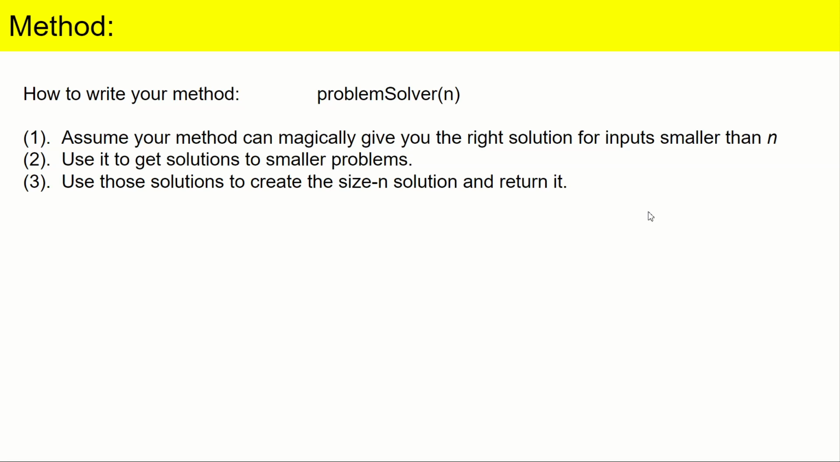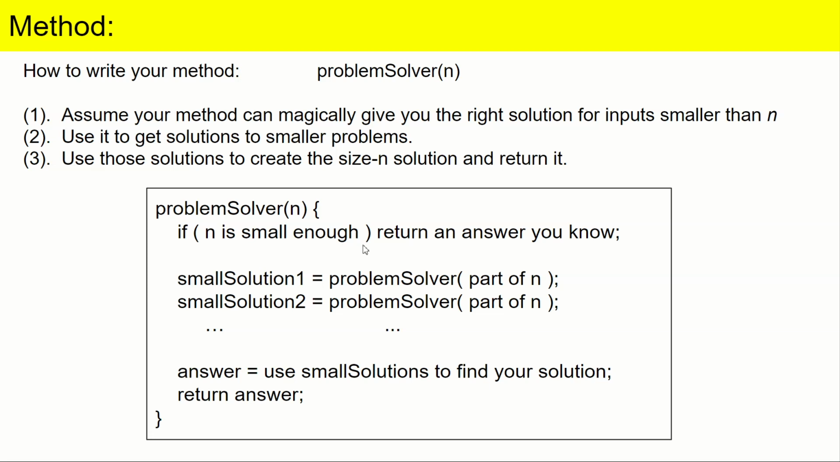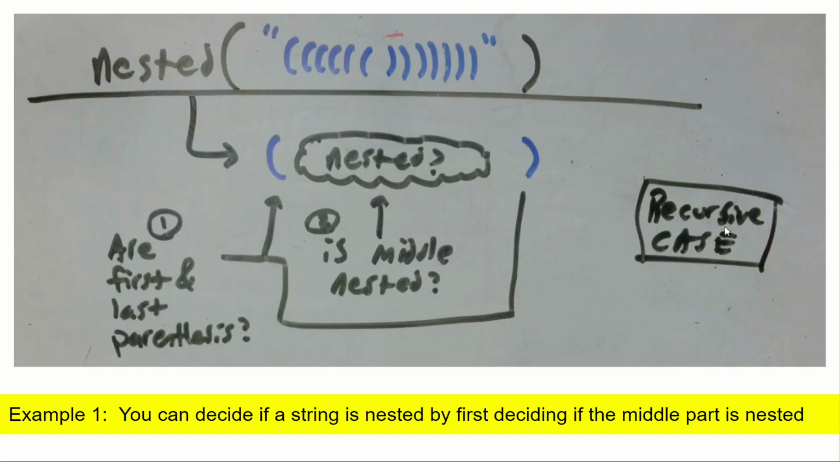So it will look something like this. Your base case: if n is small or simple enough, you'll return the answer you know. Otherwise, you'll run it with a part of n or some smaller piece of n to get your small solutions, and then you'll combine those solutions together somehow. And we saw that with nested like this.